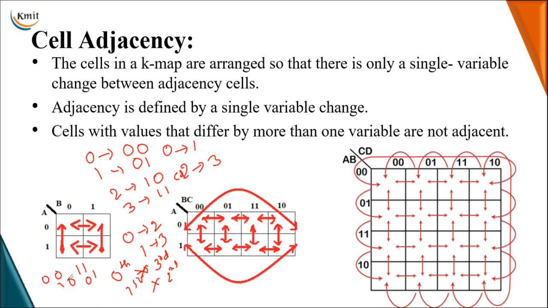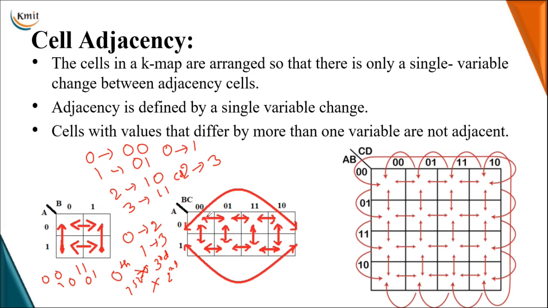So a 2-bit difference between cells may not be called adjacent. Corner cells are not going to be defined as adjacent cells. Based on this adjacency, we are going to group your squares.